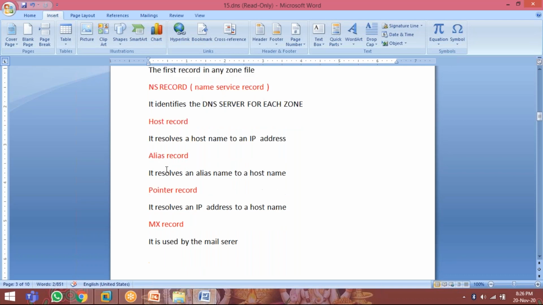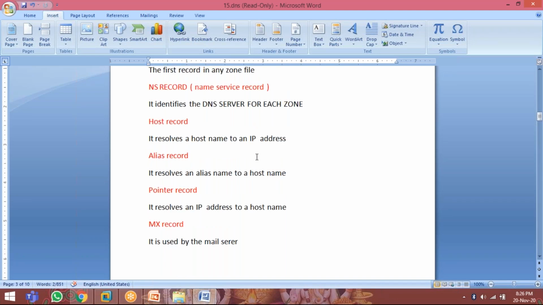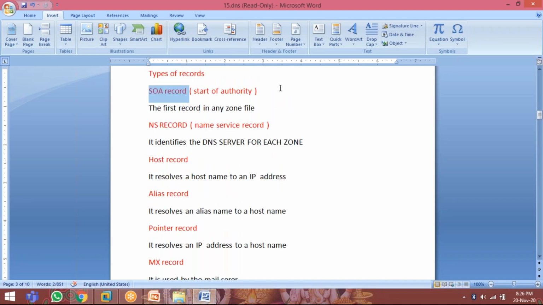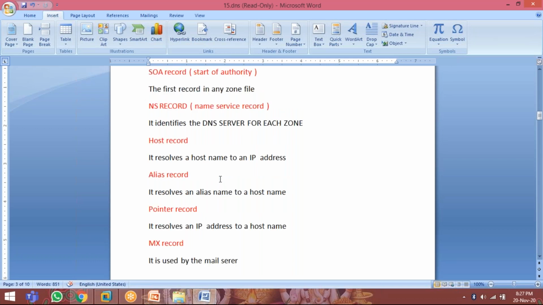Next, the pointer record resolves an IP address to a host name. The MX record, mail exchange record, is used by the mail servers. So these are the important records we have to remember: SOA record, NS record, host record, alias record, pointer record, and mail exchange record. This is the introduction of DNS.